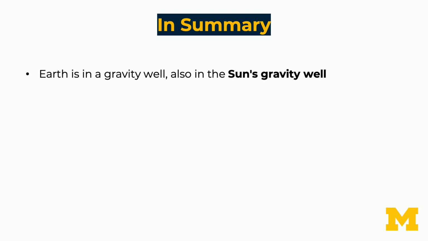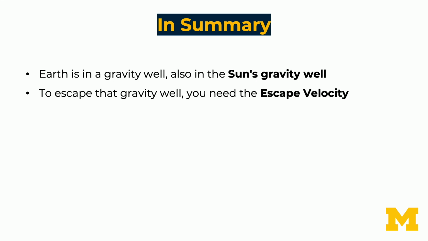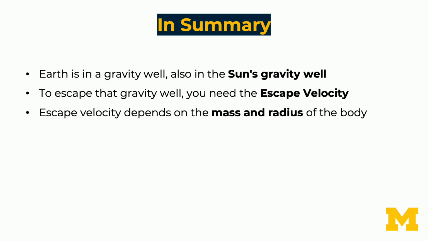So in summary, Earth is in a gravity well, which is in the sun's gravity well. The moon is in the Earth's gravity well, which is in the sun's gravity well. It's gravity well, gravity well, gravity well. To escape Earth's gravity well, you need the escape velocity. And the escape velocity depends on the mass of the planet and the radius of the body, so basically the size of the body. Earth's escape velocity is around 11,200 meters per second. You go faster than that, you escape. You go slower than that, you return to Earth.